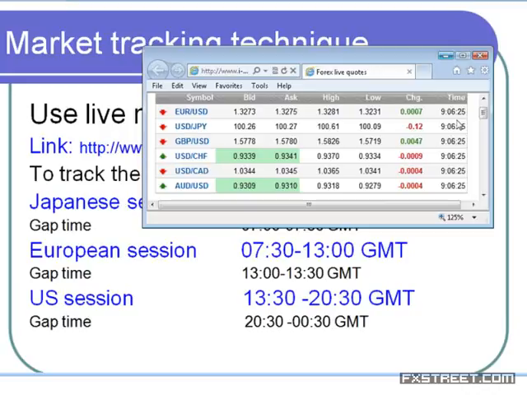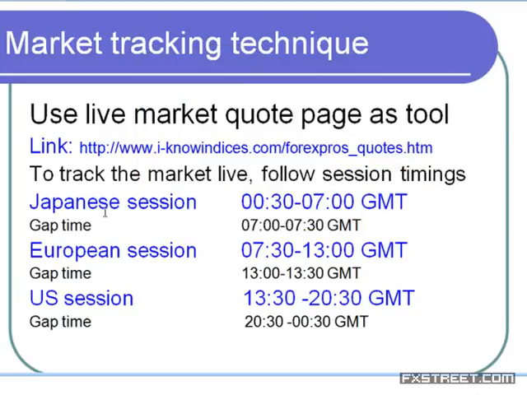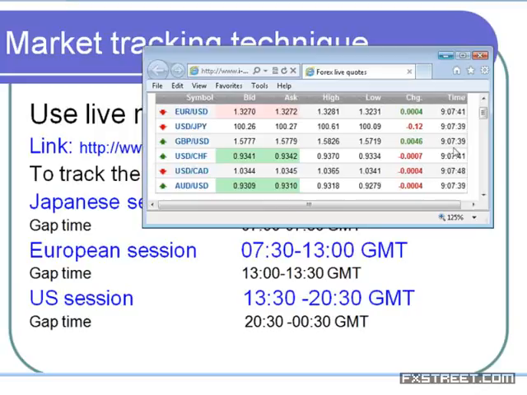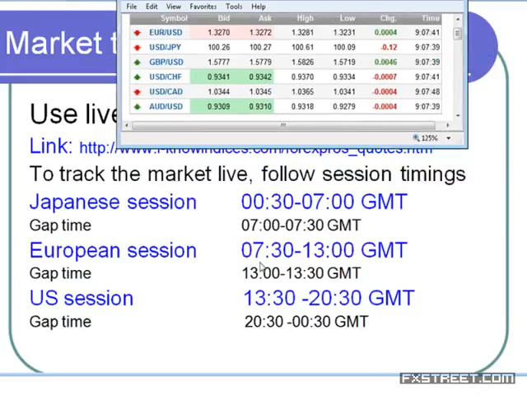Then, as far as the session timings are concerned, the players have the following sessions. Japanese session is from 0030 to 7 GMT, and the gap time is from 7 to 7:30 GMT of a 24 hours market cycle. The European session is from 7:30 to 13 GMT. Now we are 9 GMT, 907 GMT, and the start of the European session is from that of 7:30.